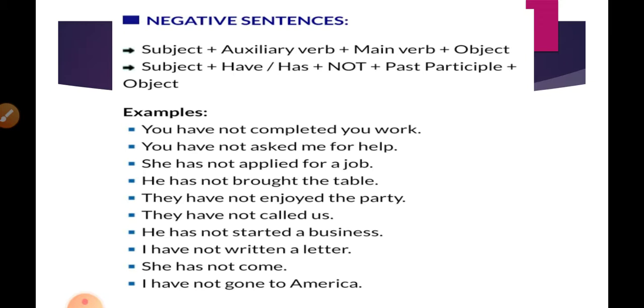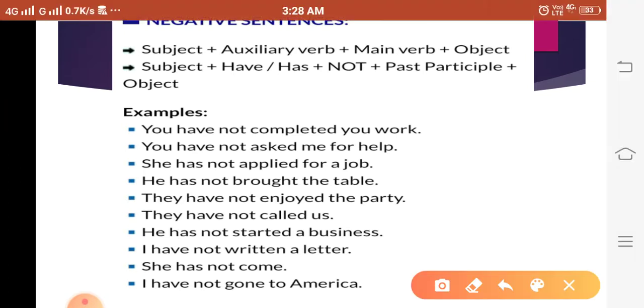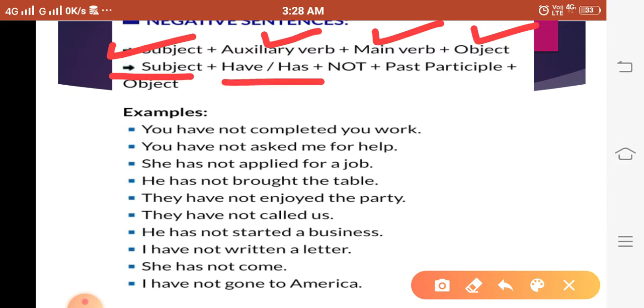First, we have to ponder on the sentence structure. First we write the subject. The subject is the doer of the sentence, then the auxiliary verb, then the main verb, then the object. Subject, then has or have. The use of has or have will depend on the subject.